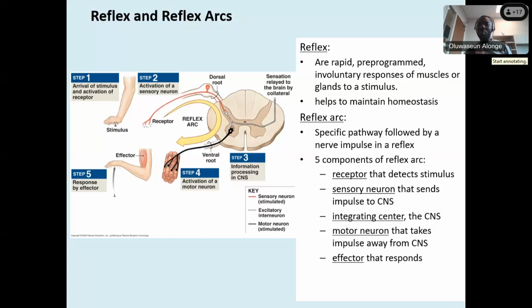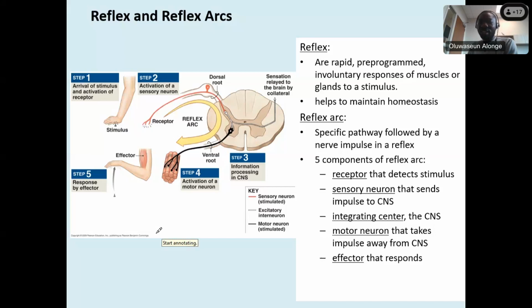Now, the major thing that reflex does is to help maintain homeostasis. Now, there's something that we call reflex arc. Reflex arc simply means the pattern or flow of reflex action, how reflex action happens. And so I'll be looking at the components of the arc. What makes the arc? What are the things that happen that we call reflex action?